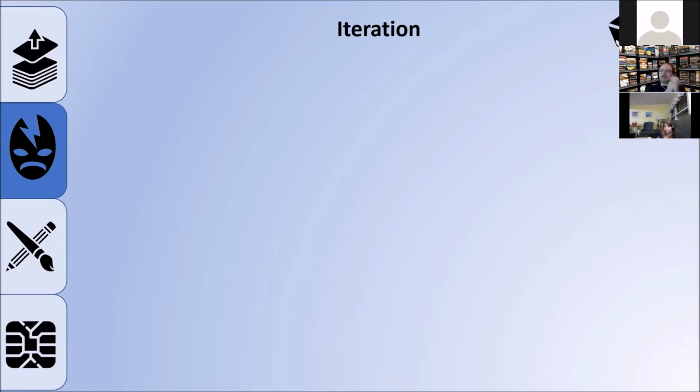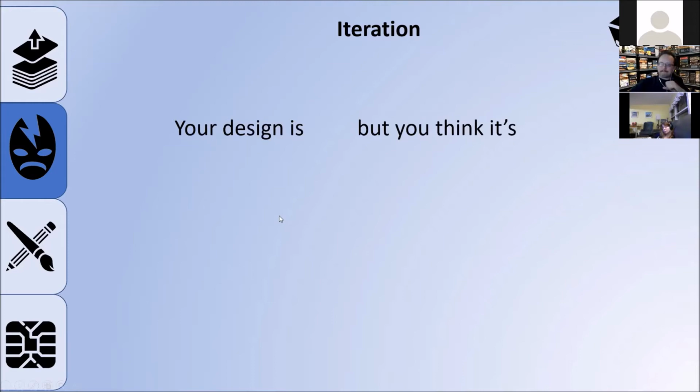So iterating itself. Your design is something, but you think it's something else. Does anybody know what you think your design is?